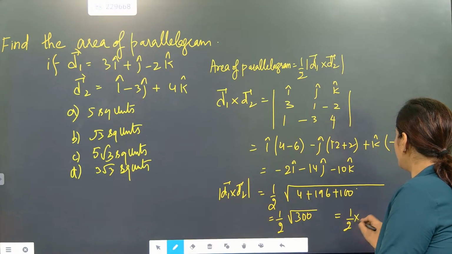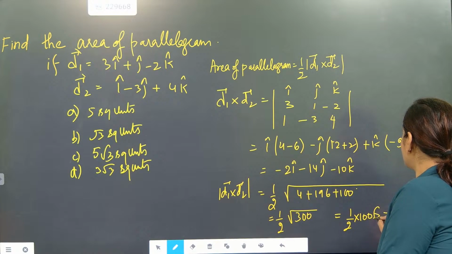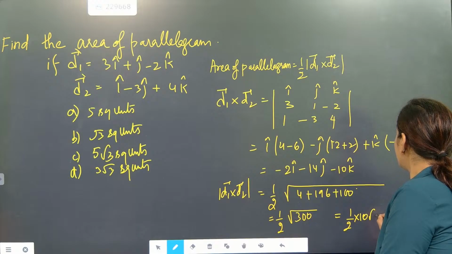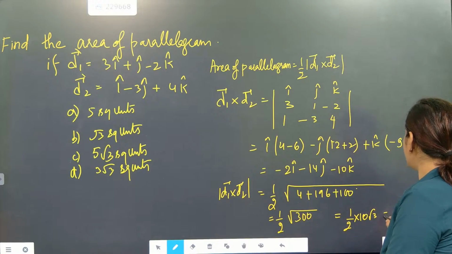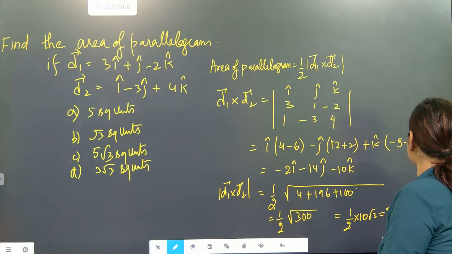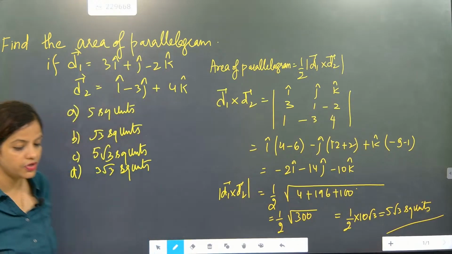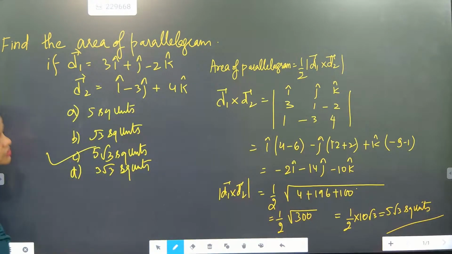So 1 by 2 into 100 root 3. Sorry, 10 root 3, because 100 means 10 will go out. So 5 root 3. 5 root 3 square units, and that's half d1 into d2. Absolutely correct. So option C is the correct answer.